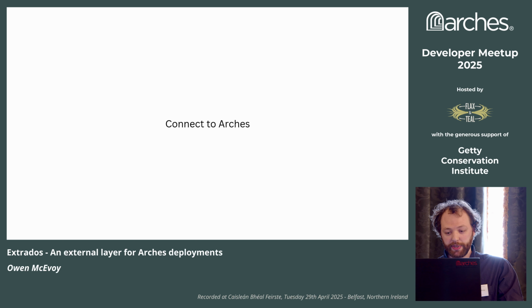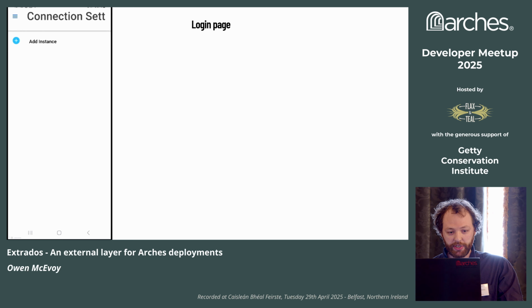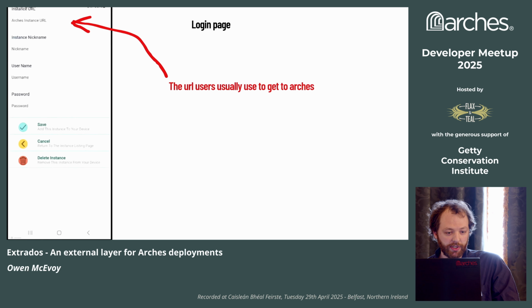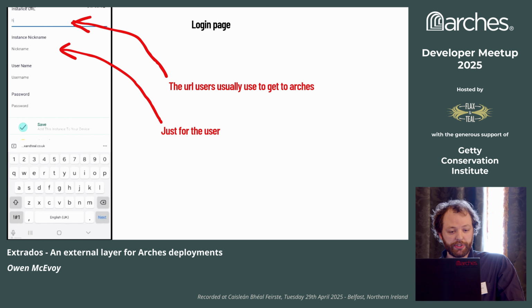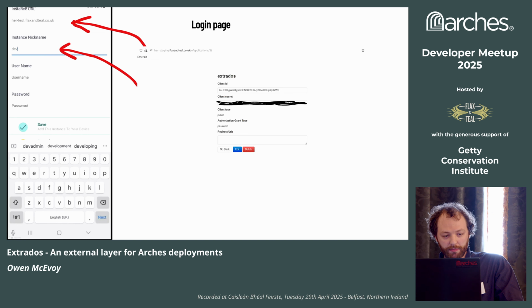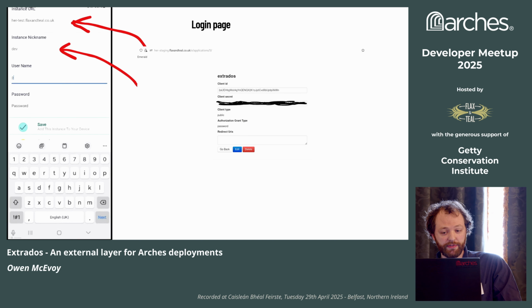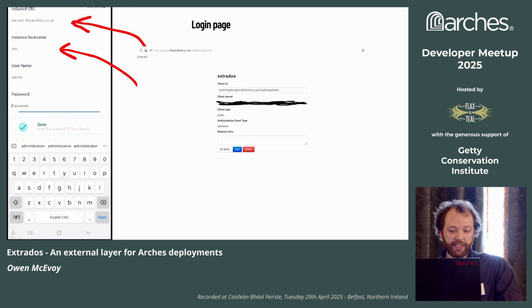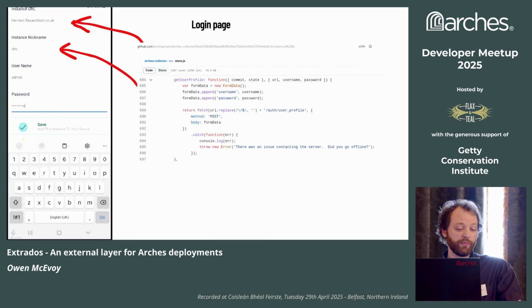So first, just a quick bit. This is double speed here because no one cares about a login page. But it's completely ripped off of Arches Collector. You add the URL that you want to go to, get nicknames so that you can swap between different Arches instances if you have them, and then you hit save. We go to this applications endpoint, and as long as we know the client ID, then we can get a token which allows us to use API endpoints, any endpoint that has the API decorator on it.